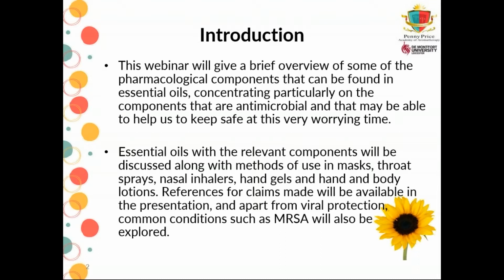aromatherapy. So we're going to look at some of the pharmacological components that can be found in essential oils, concentrating particularly on the components we find that are antimicrobial and might be able to help us keep safe at this extremely worrying time. So we're going to look at different essential oils, different component parts of essential oils, and we're going to look at methods of use in all sorts of different ways: throat sprays, nasal inhalers, hand gels. Some of those I'll just talk about, and body lotions, and then references for claims.